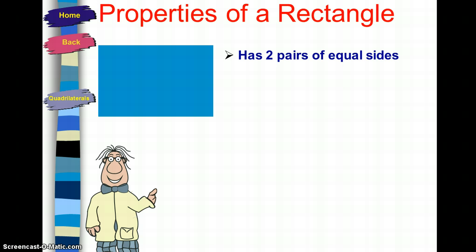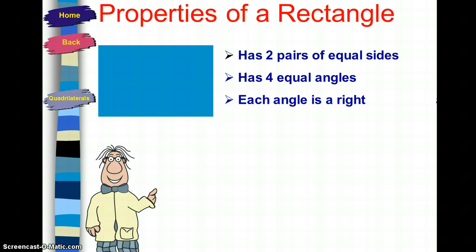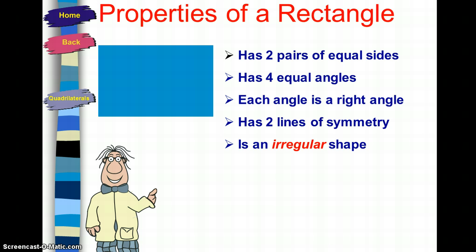Properties of a rectangle. 2 pairs of equal sides. So if you're given this side here in a diagram, you know that that side's the same. 4 equal angles, and they are right angles. Won't a rectangle also be called a parallelogram? It's a special parallelogram, yes. 2 lines of symmetry. It's an irregular shape because not all the sides are the same.